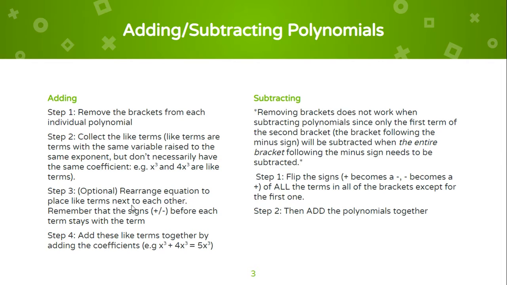So for more than two polynomials, the step-by-step process for adding more than two polynomials will be the exact same. You would just, of course, remove the brackets from each individual polynomial. But in terms of subtracting, in step one, we have to flip the signs of all the terms in all of the brackets, except for the first one. And then, again, we're adding the polynomials together. So I'll be getting through the examples soon.